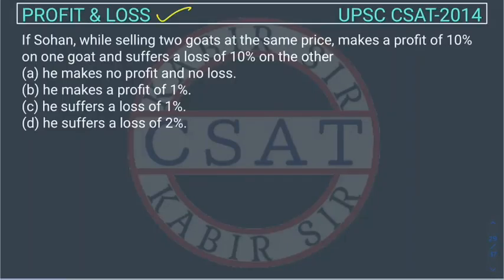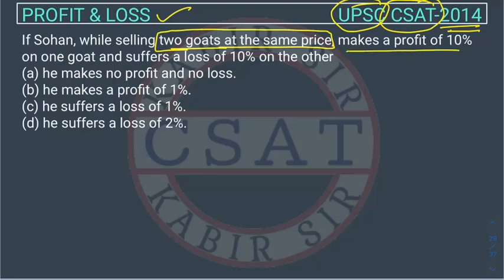This is the profit and loss question asked in the UPSC Civil Service Exam CSAT paper in 2014. If Sohan, while selling two goats at the same price, so the selling price of two goats are the same, makes a profit of 10% on one goat and suffers a loss of 10% on the other. Right. So Sohan is having two goats, right?